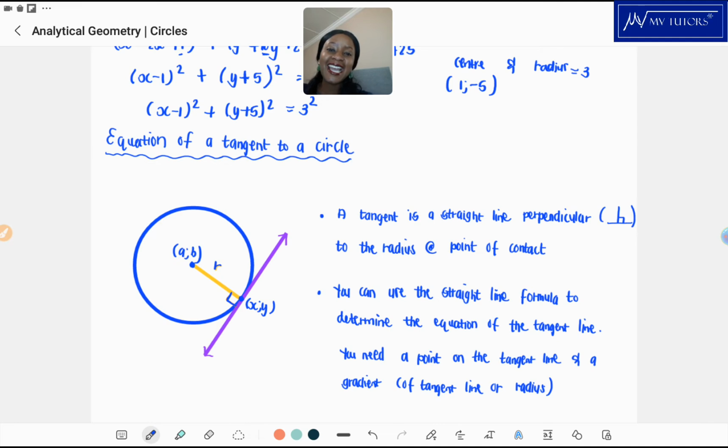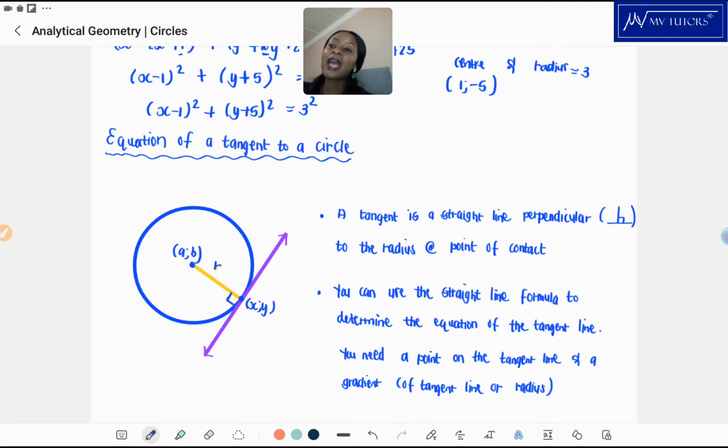You can definitely get the equation of the straight line by getting a point as well as a gradient, like we had discussed initially when doing the revision. So we're going to use a straight line formula for that, because a tangent line is a straight line at the end of the day. So you need a point as well as a gradient to get the equation of that straight line.